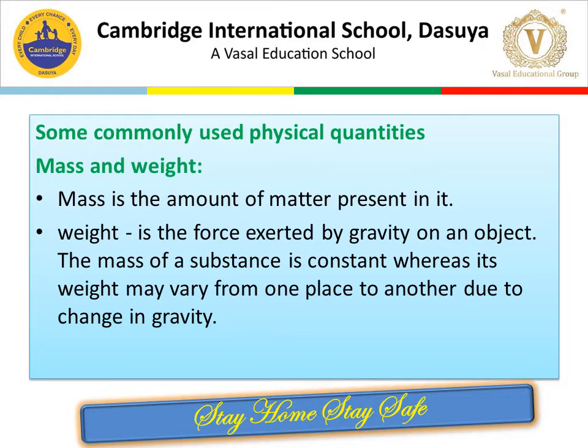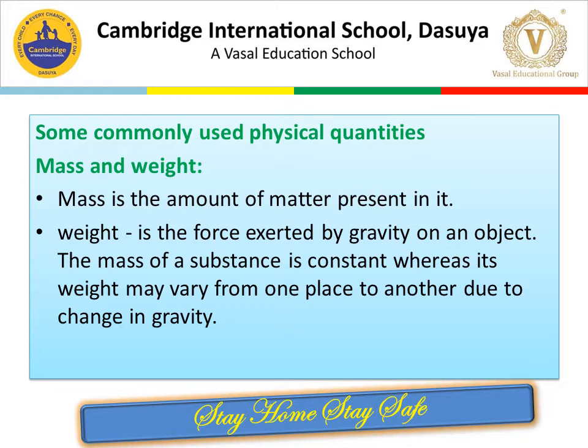Now that we have discussed the prefixes used in the SI system, let us discuss some commonly used physical quantities. First of all, we'll discuss mass and weight. Now, what is mass? The mass of a substance is the amount of matter present in it, while weight is the force exerted by gravity on the object.